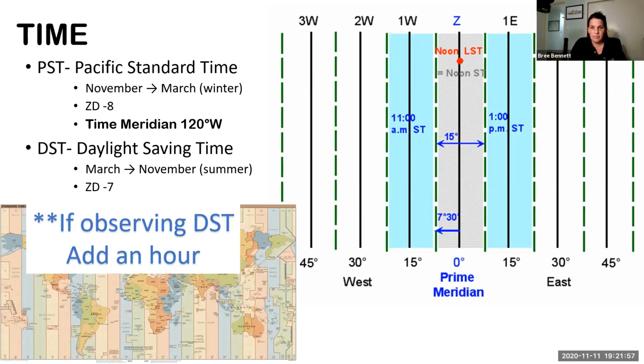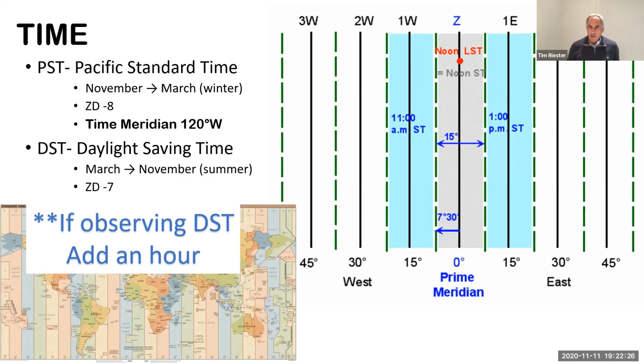Hey, Bree. Yes. So with the time meridian, is that supposed to relate to the degrees of longitude? Yes, it is. So when I look at the San Pedro channel chart, we're sitting at the end of 117 degrees and the start of 118 degrees. Mm-hmm. But our time meridian is at 120.